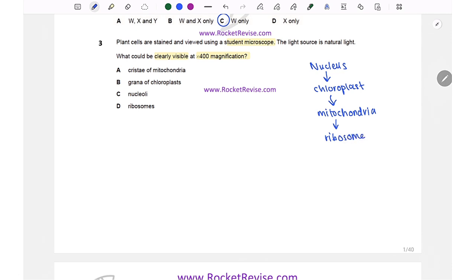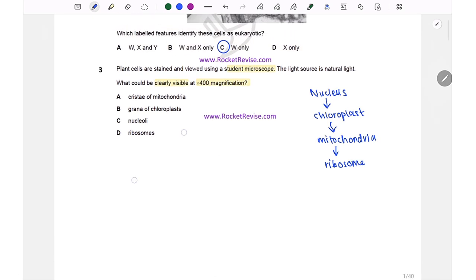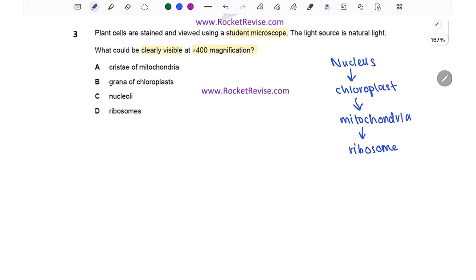So in this case, they've given us cristae of mitochondria. They're not just saying mitochondria, but cristae of mitochondria, which is going to be much smaller than grana of chloroplast. That's again within the chloroplast. It's going to be very small. Nucleoli, that is the stained part within the nucleus, so that's likely to be the answer. And ribosome is the smallest, so definitely not this and not these. The answer is nucleoli.